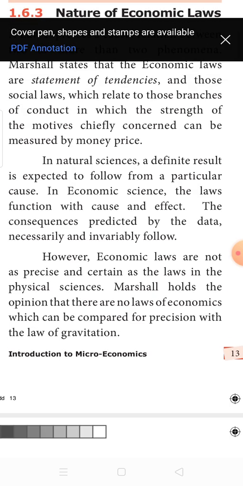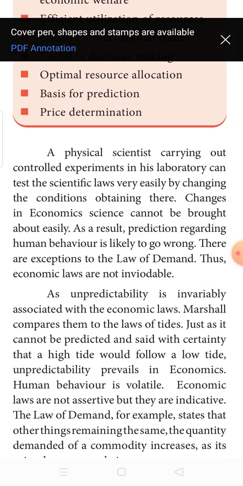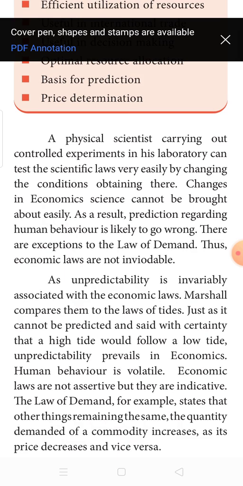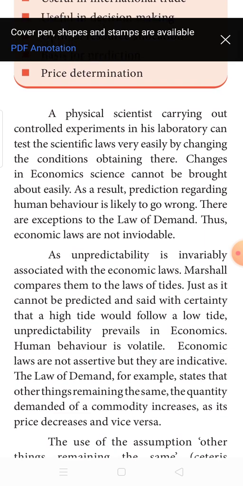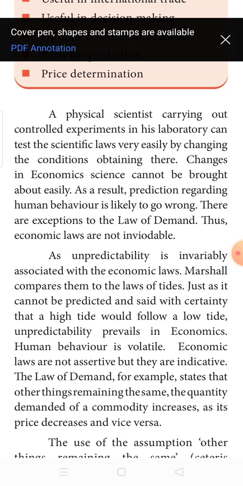Next, a physical scientist carries out controlled experiments in a lab, and he can test the scientific laws very easily by changing conditions obtaining there. So when we talk of a law in physics, the theory is made a law only after proper testing. And where is this test being done? In a laboratory. Only after analyzing the outcome of the test, and only when it is accepted universally, it becomes a law. So the experimentation is being done in a lab only.